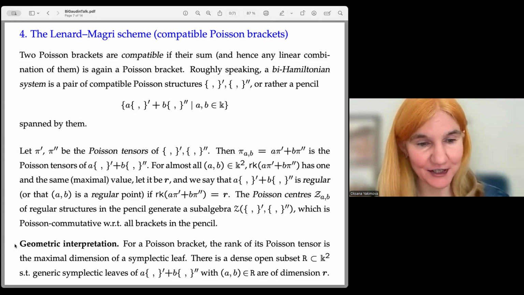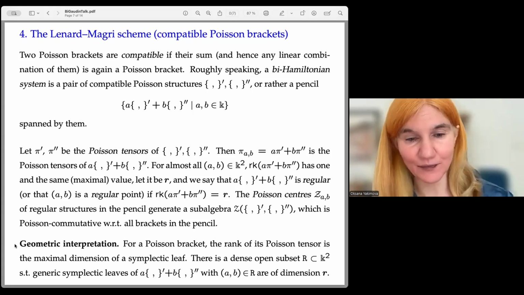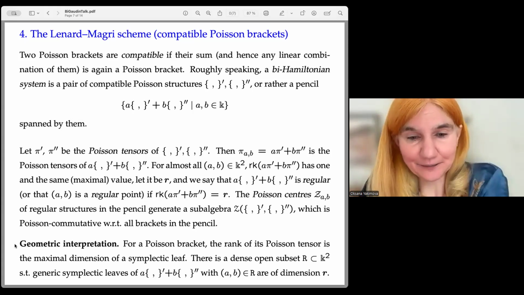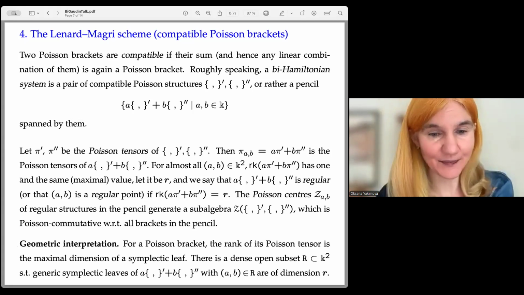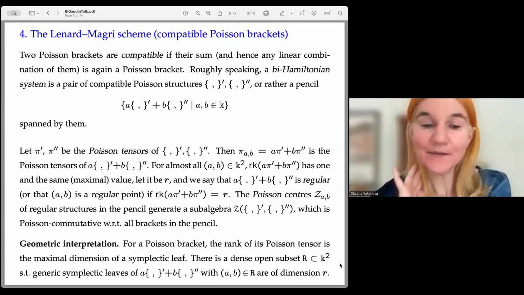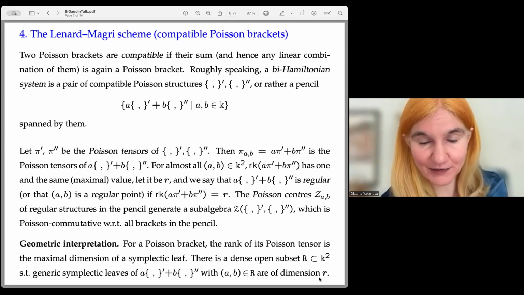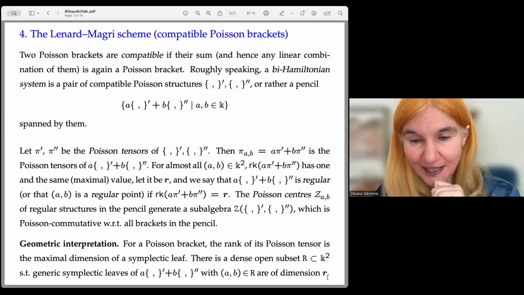But maybe we look at the geometric interpretation. Each Poisson structure has its symplectic leaves, so maximal connected subvarieties where the restriction of a Poisson structure is non-degenerate, and for each point of the same rank, the dimension of a subvariety. The rank of a Poisson tensor is the dimension of a generic symplectic leaf, and in this pencil, there is an open dense subset where this generic dimension of symplectic leaf doesn't change. So it's the maximal possible for all Poisson structures in the pencil, say R.